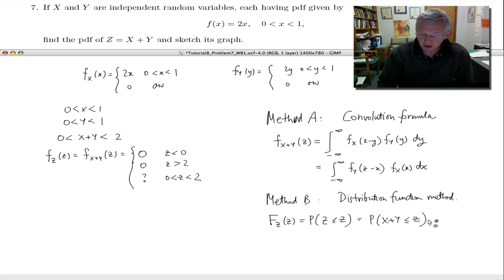What I'd like you to do is to try method A before you come back to the next video. Be very careful when evaluating this expression here. You have to be very careful with the limits of the integration. So try to think very carefully about that. It's a very common error in a problem of this sort. See how you go, and we'll come back in the next video. We'll go through this problem using the convolution formula.